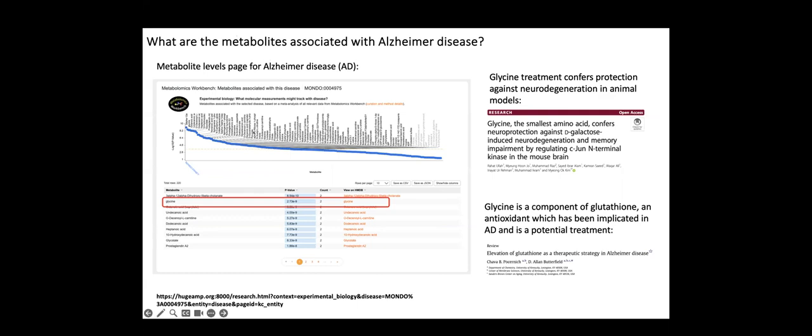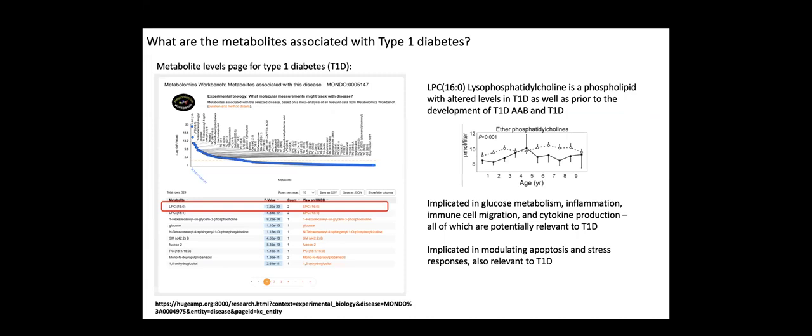For Alzheimer's disease, for example, glycine was one of the top associations with Alzheimer's disease compared to controls. And glycine has had some evidence, although not definitively, for a potential role in Alzheimer's disease.